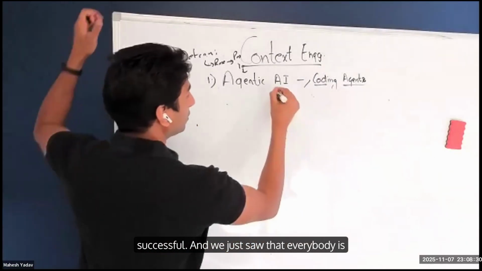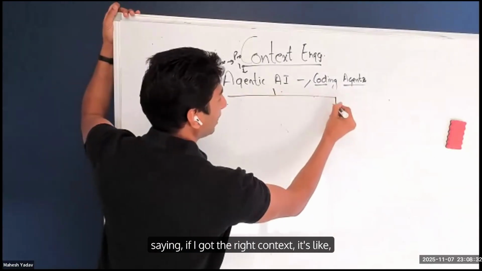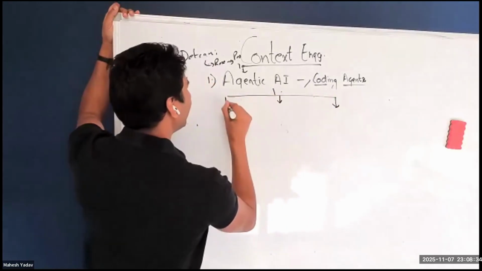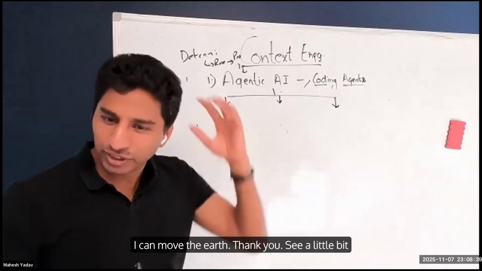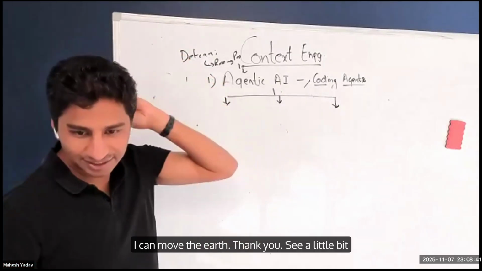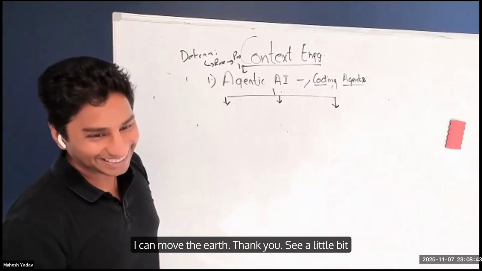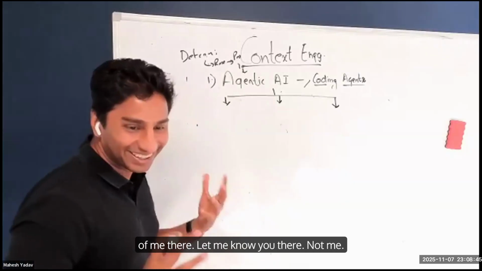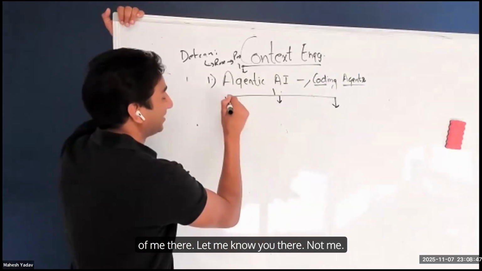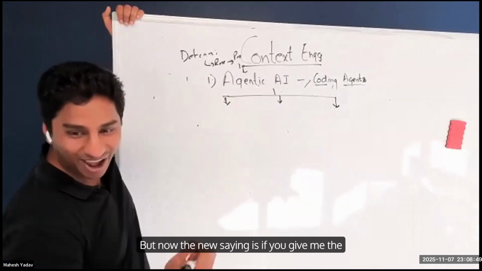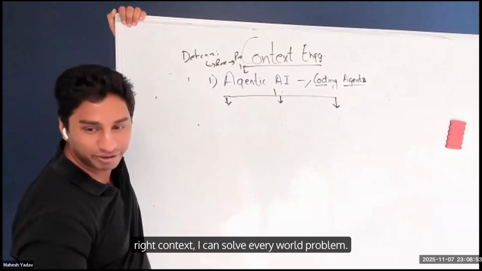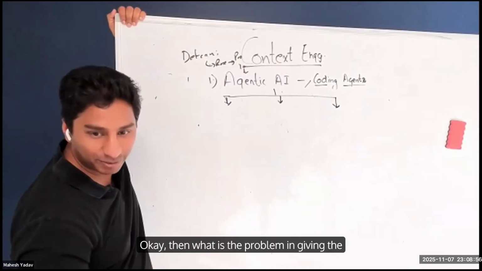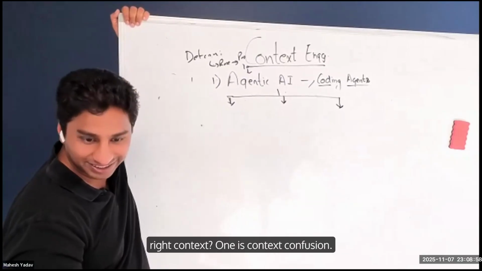And at each step, you have to provide a lot of context to be successful. We just saw that everybody is saying, if I got the right context, it's like, who said it? If you give me a long enough pulley, I can move the earth. Archimedes. But now the new saying is, if you give me the right context, I can solve every world problem. Okay, then what is the problem in giving the right context?